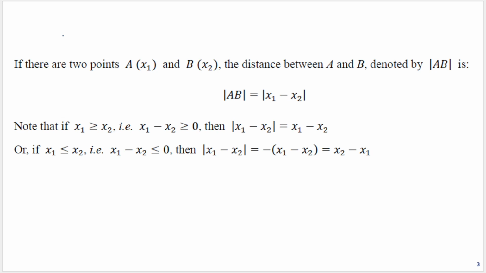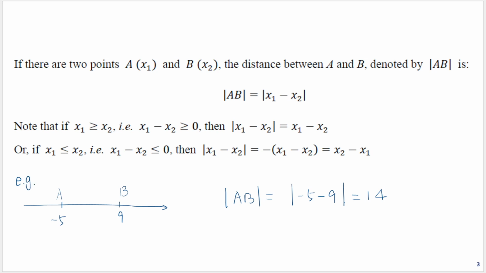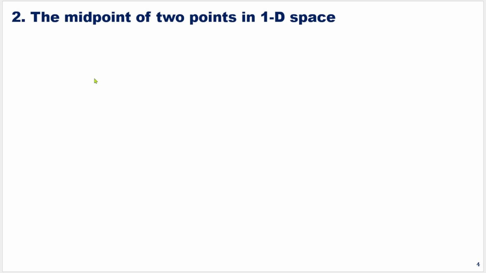For example, if we have 2 points, -5 and 9, well, let's call this point A, this point B. We know the distance between A and B is given by the absolute value of -5 minus 9, right? Which is 14. Any questions? The one-dimensional case is actually very basic, very easy, right? And let's have a look at another concept, which is the midpoint of 2 points in 1D space.